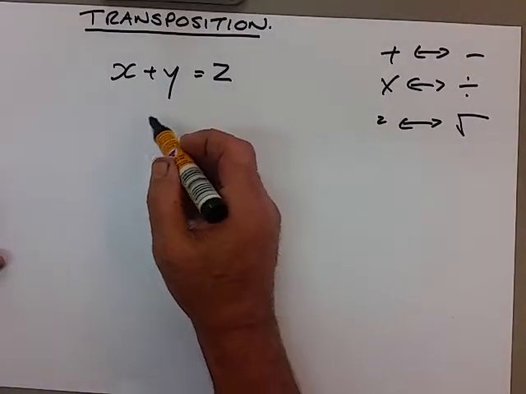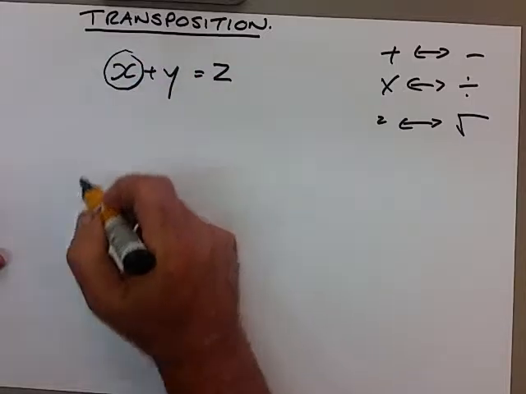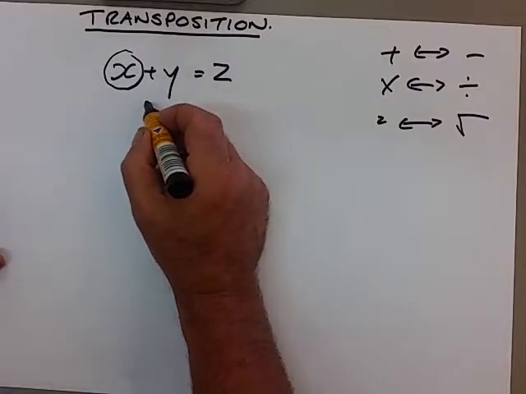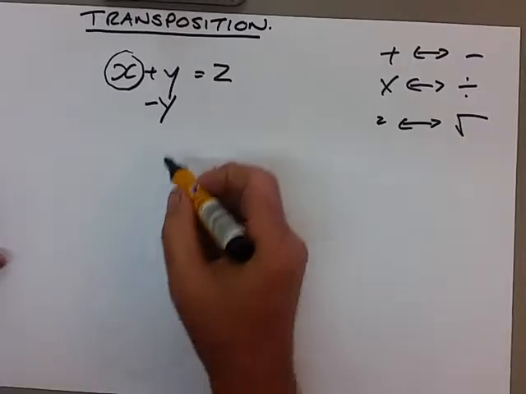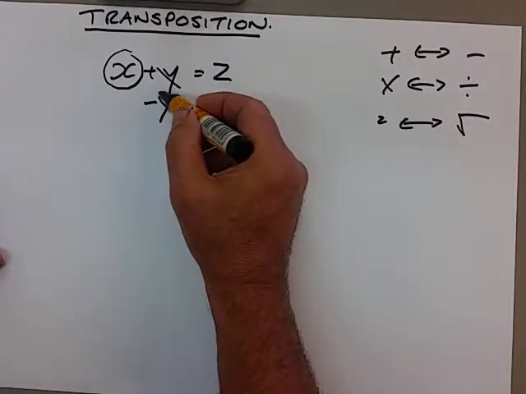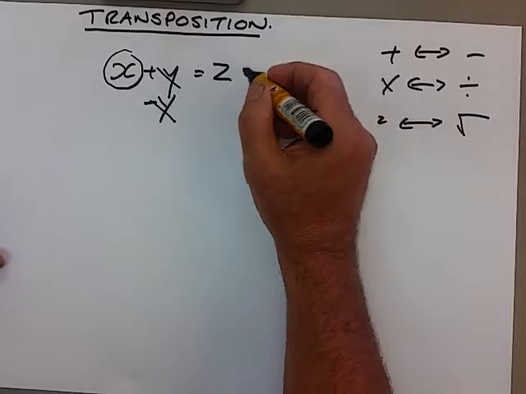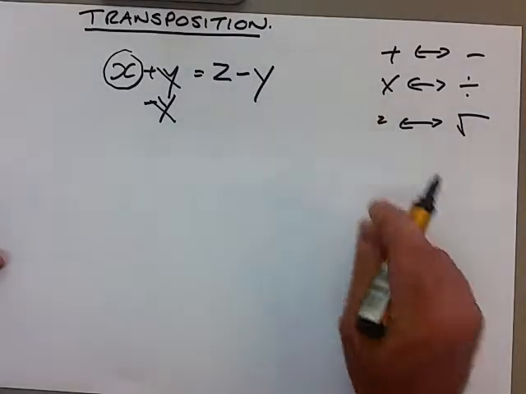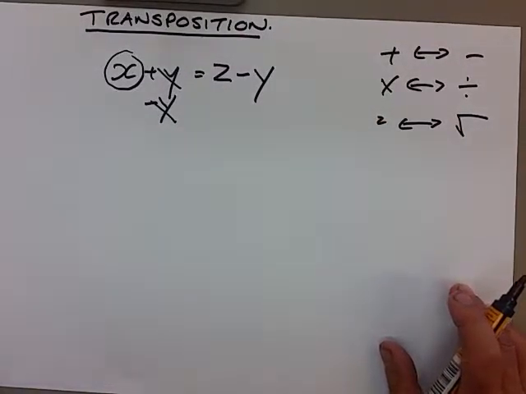Well, in this case, we're going to make x the subject, so we want to get rid of the y. Well, because it's a plus y, all we do is minus y from this side. Y minus y leaves you with 0, but we have to do the same to the other side, so that becomes a minus y, so x equals z minus y.